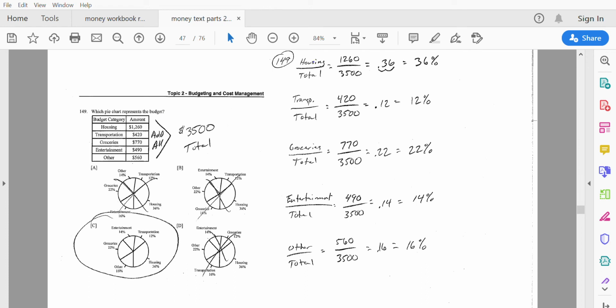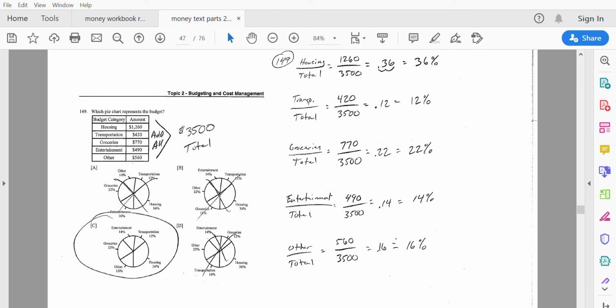Okay, I break down all the parts over here. You put the part over the total. And again, I just get these numbers from over here. Housing's 1,260 over 3,500. Get a decimal, move it twice to the right, 36%. Transportation was 12%. Groceries, 22%. Entertainment, 14%, and others, 16%.